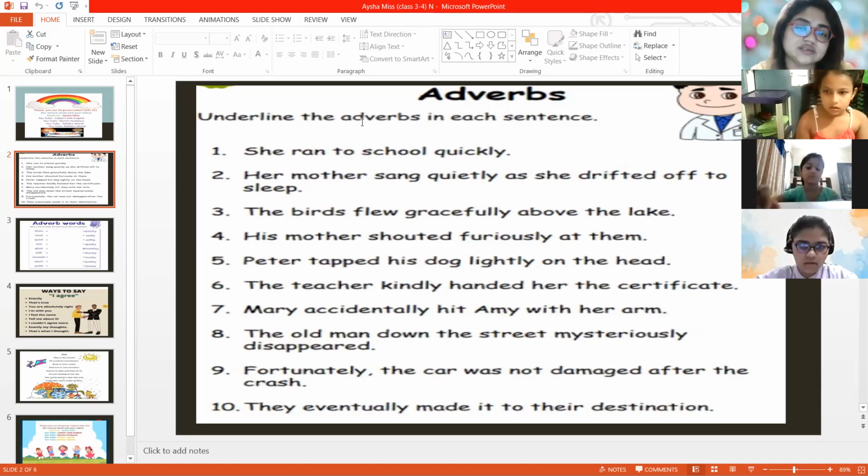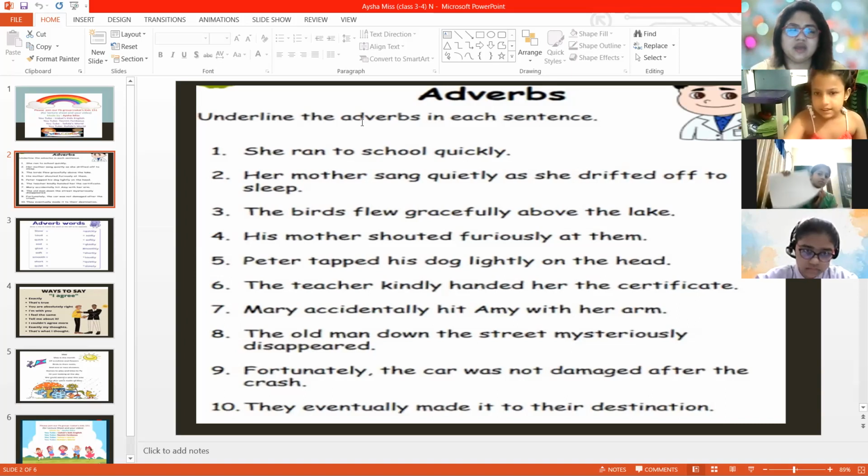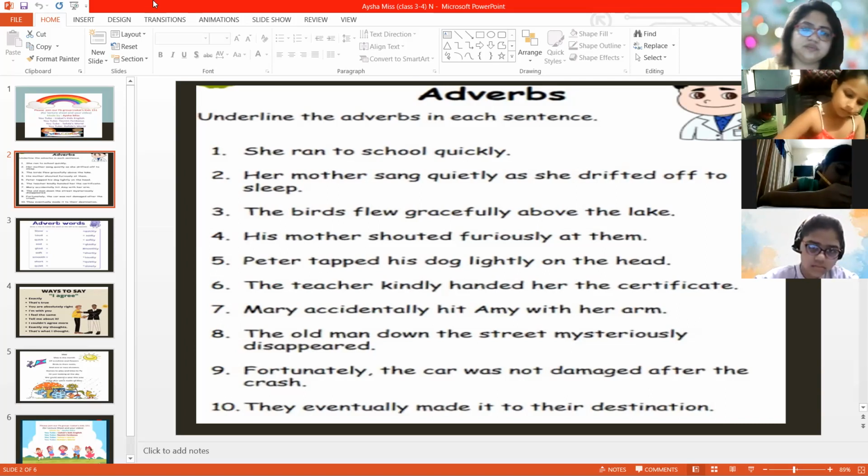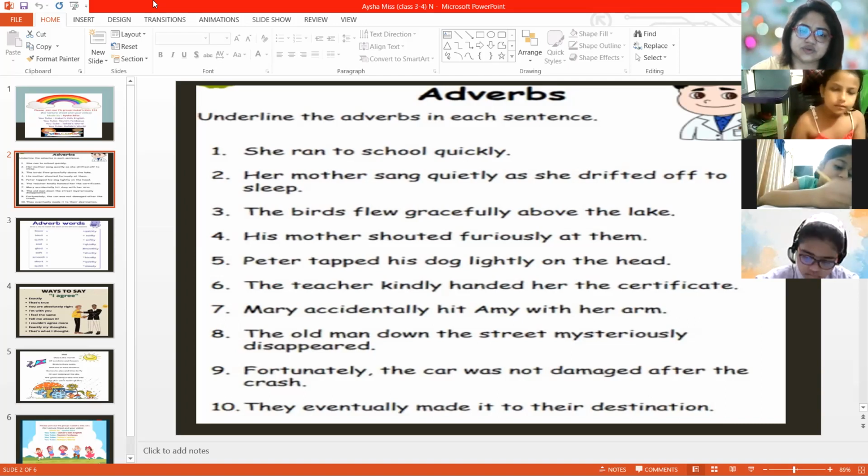And Grace, what do you ask? Miss, should I write the question or only the answer? Then you don't need to write down the question. Just write down the verb and adverb. Put down the number and the verb. Write the verb, then write the adverb. Afrin, you also.